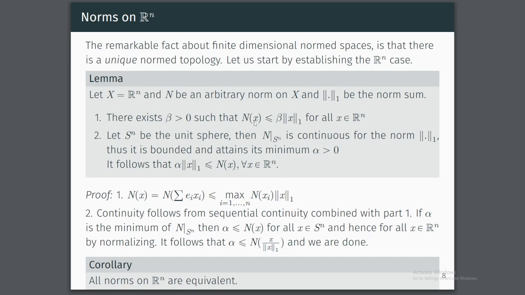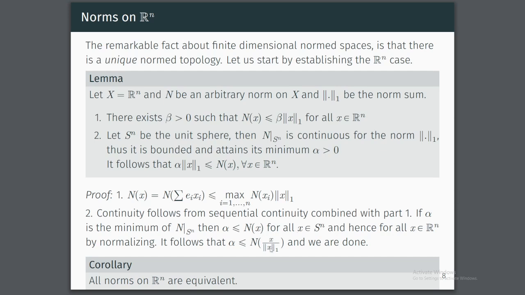To get the lower bound, because that's what we need to prove that these are equivalent, what we're going to use is that Sn is compact. If we restrict the norm to Sn, it's going to be continuous, and you can just use sequential continuity. It falls directly from it. Because it's continuous on a compact set, it attains its minimum, which we're going to call alpha. Alpha is going to be strictly positive. I'll leave you to check why it can't be 0. And alpha is less than the norm of x for every x in Sn.